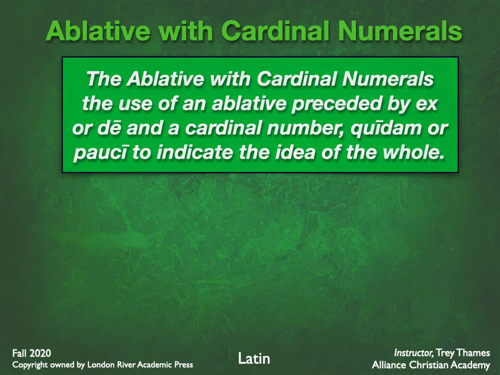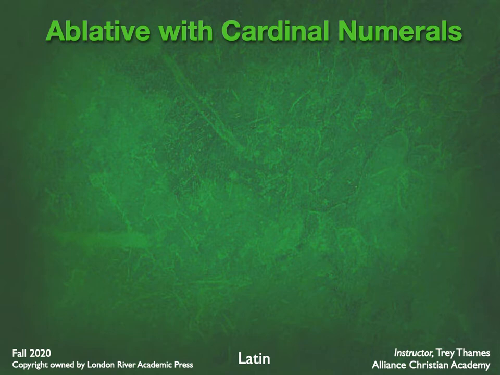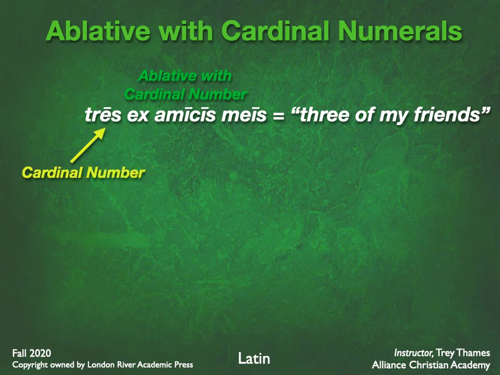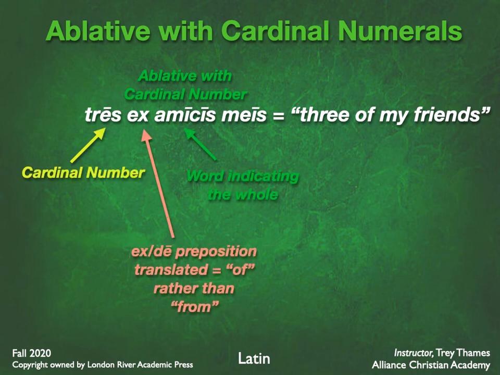Let's see what this means practically speaking. It's pretty easy actually. Tres ex amicis meis. Tres, which is the cardinal number, ex amicis, from my friends. Well, we don't translate this as "three from my friends," which is normally how you would translate ex or de. You're going to translate this as "three of my friends," because this is an ablative.